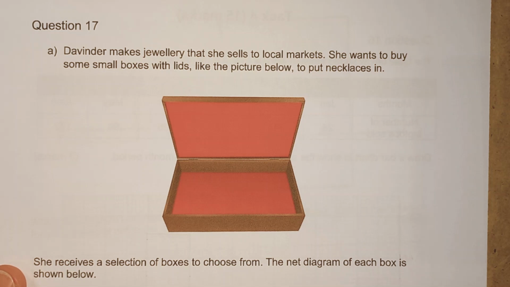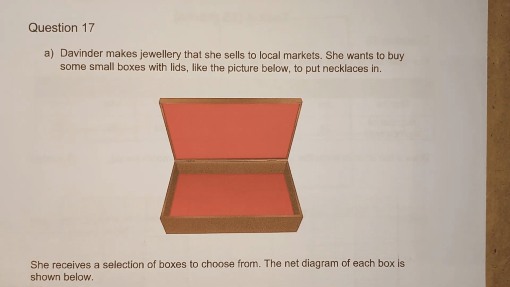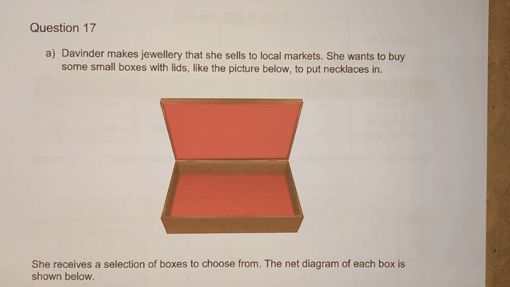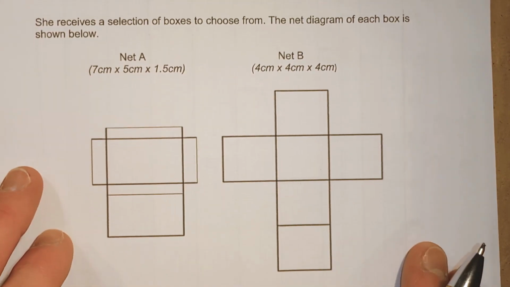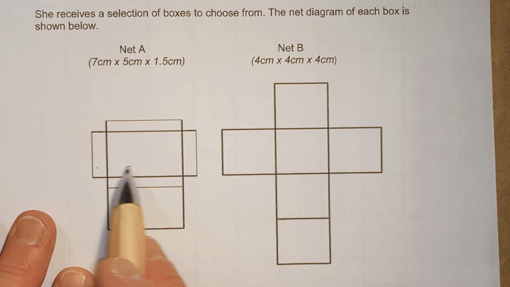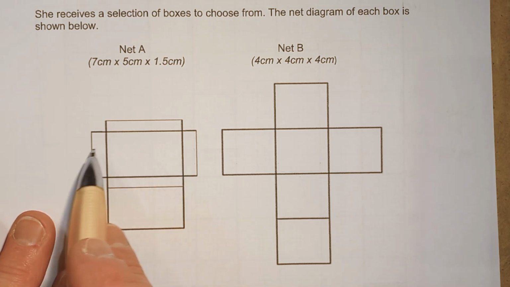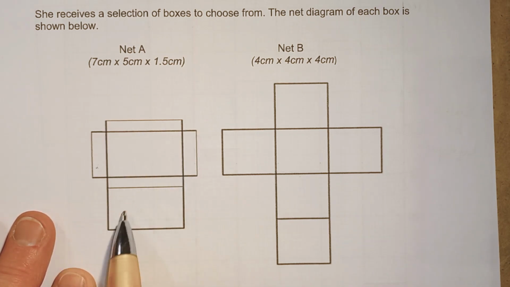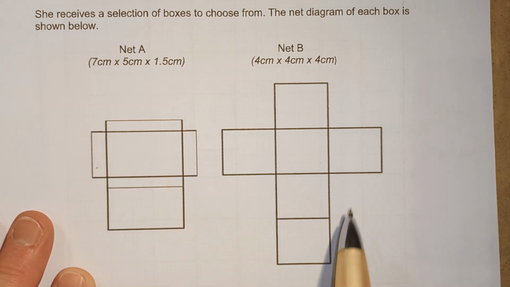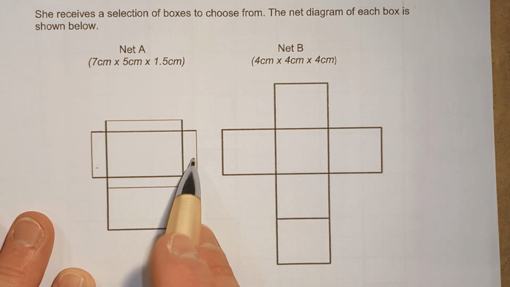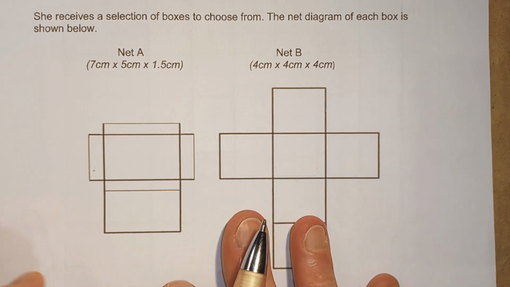Question 17. Devinda makes jewellery that she sells to local markets. She wants to buy some small boxes with lids, like the picture below, to put necklaces in. She receives a selection of boxes to choose from. The net diagram of each box is shown below. Okay, so we've got this box here. So this looks like the base with the sides, and then this is probably the lid that flaps over. Or we've got this one that looks like it's a bigger box, not as shallow as this one here. Okay, so we've got those two to choose from.